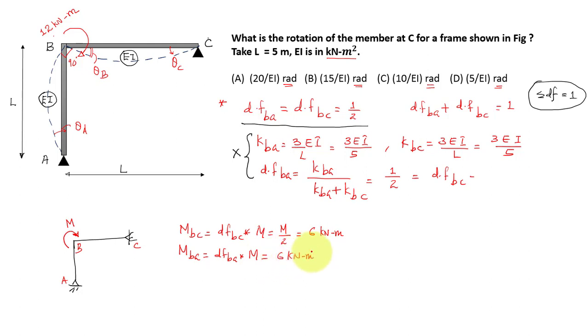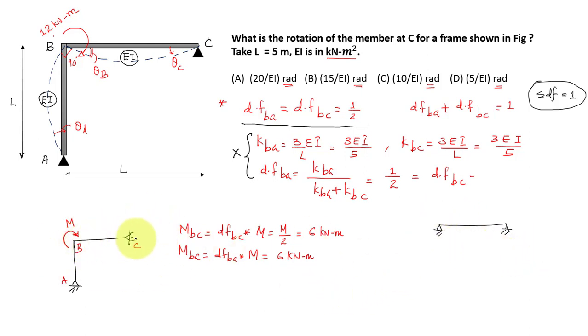This one also you can write directly, because I am applying a total moment of 12 and both these members have distribution factors of 1 by 2, 1 by 2. That means out of this 12 kilonewton meter, 6 kilonewton meter will be shared in the span BC and the remaining will be carried by member BA at this joint B. So now your problem will be reduced to a simple beam type question.